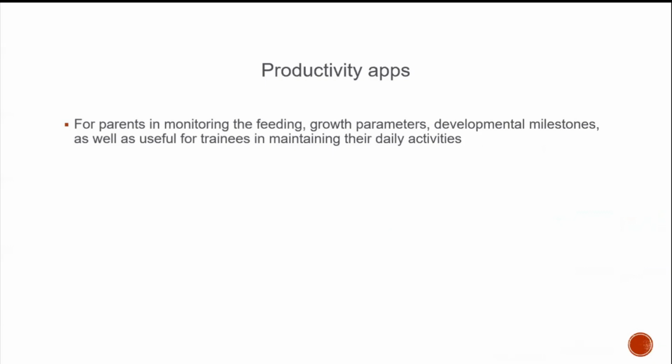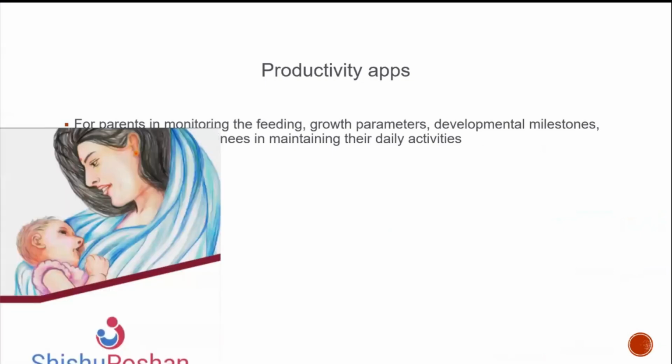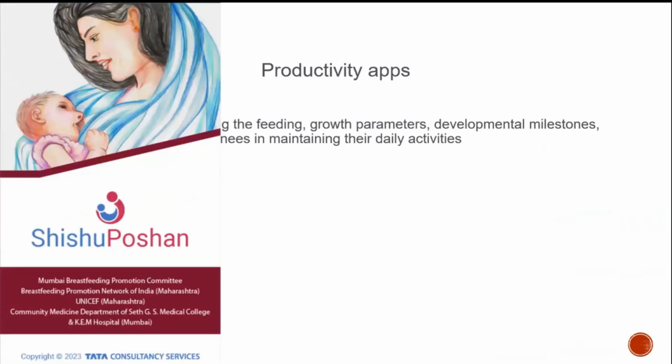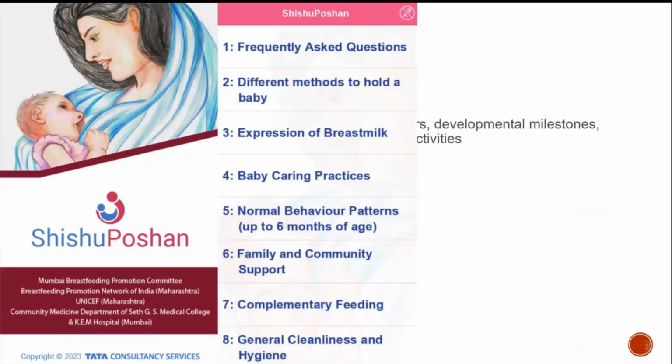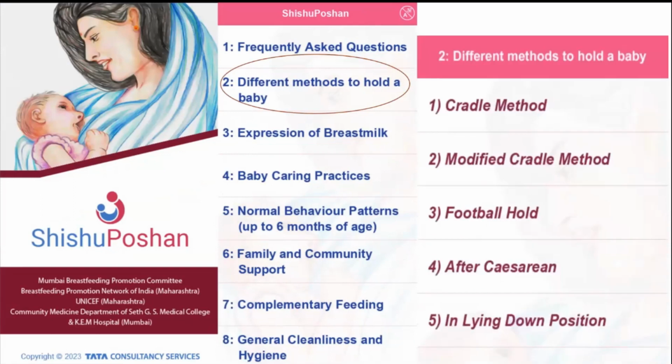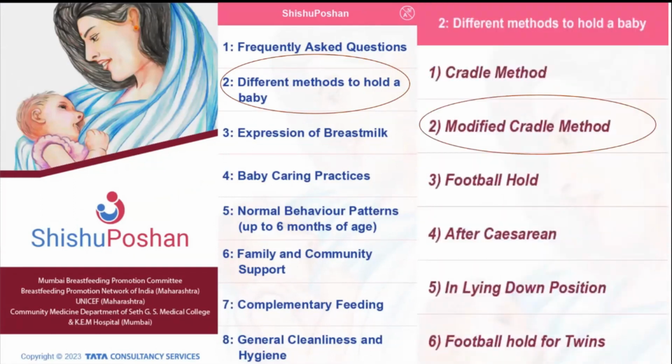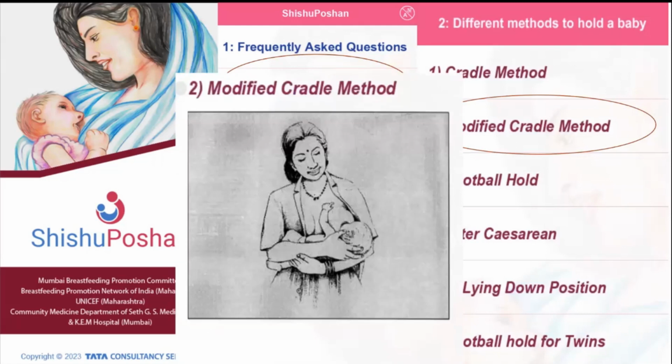Then we have the productivity apps. These are for monitoring of feeding, growth parameters, developmental milestones, as well as for trainees in maintaining their daily activities. So this is one of the examples, the Shishu Poshan. These are some of the questions it can answer for us, like different methods to hold a baby. Say, for example, we type a modified cradle method. This is going to show us how to do it and the steps as to how the position needs to be held.